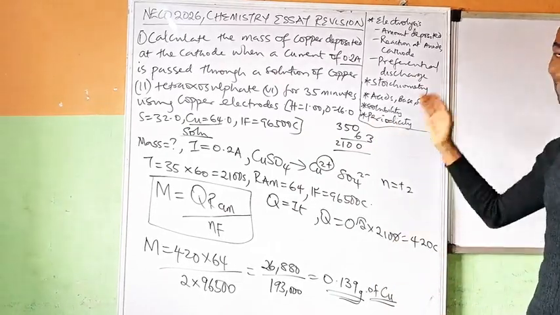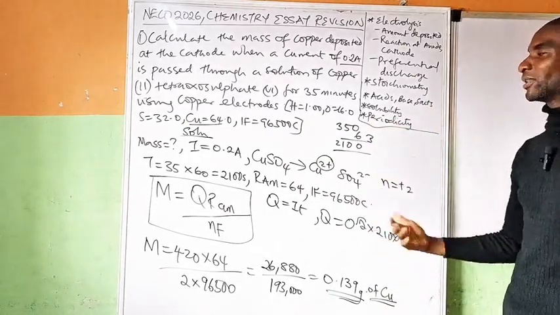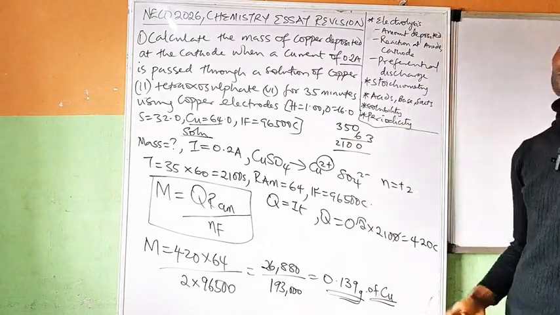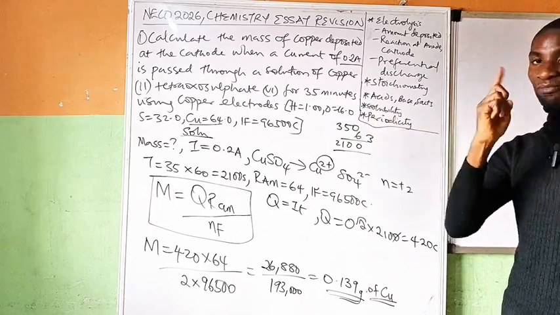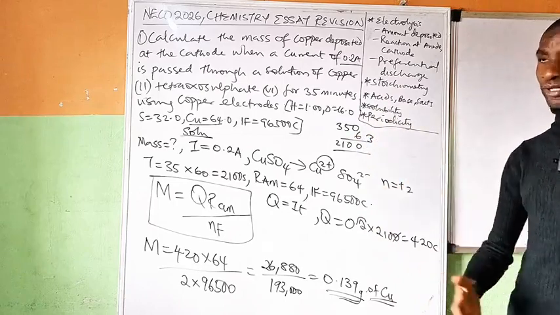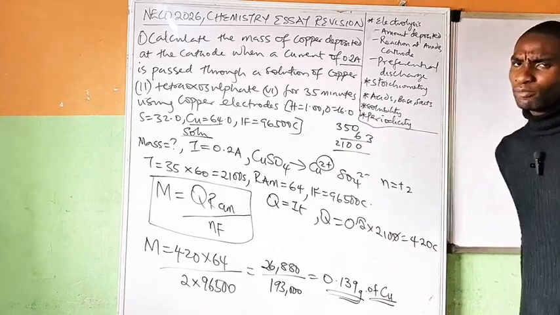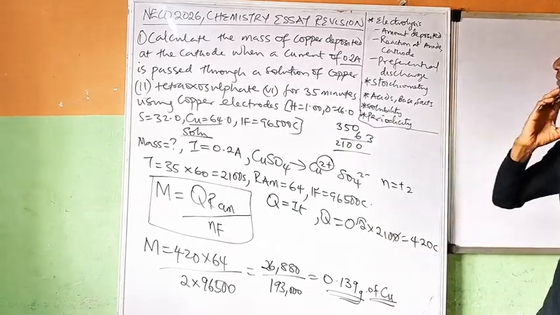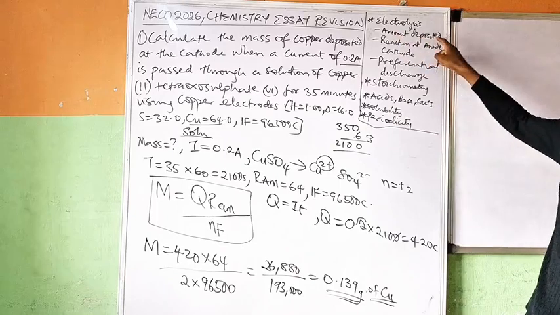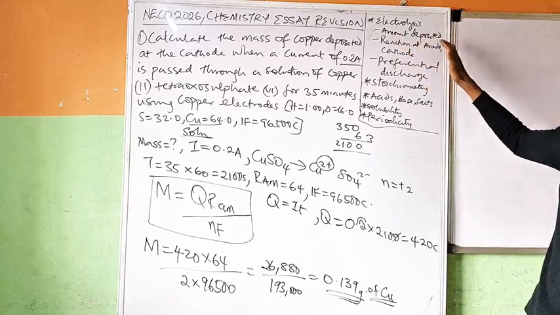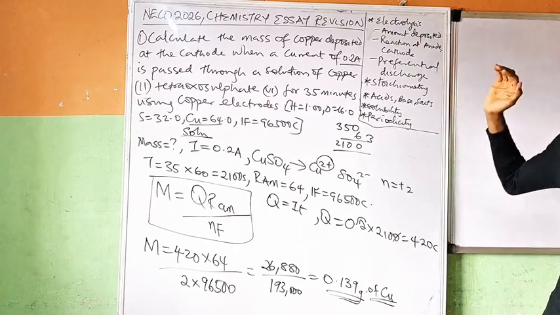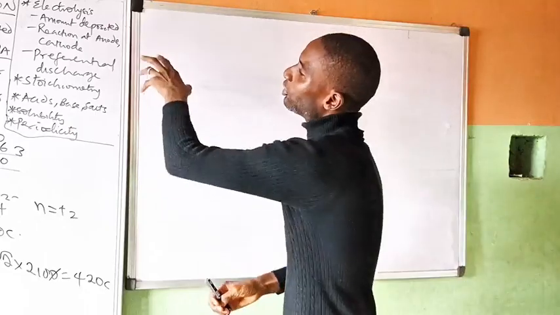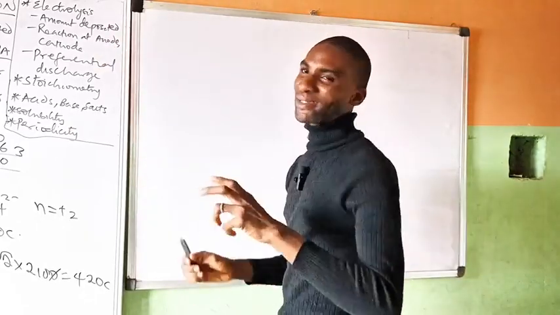I can actually guarantee you that there is likely going to be a question on this calculation, but no matter what, there must be a question on electrolysis in your exams. Now, before I go to the next topic, we have done amounts deposited. Let's try to know the reactions that occur at the anode, what occurs at the cathode, then preferential discharge.